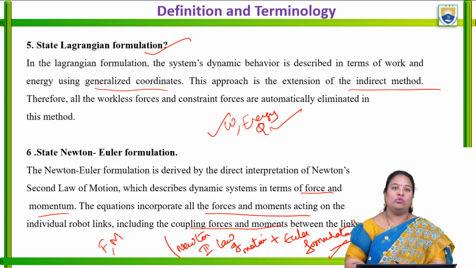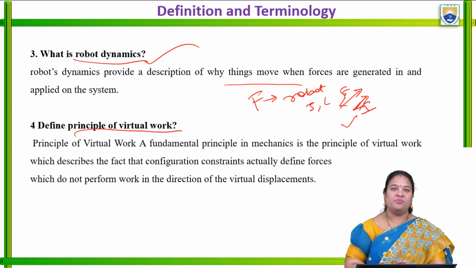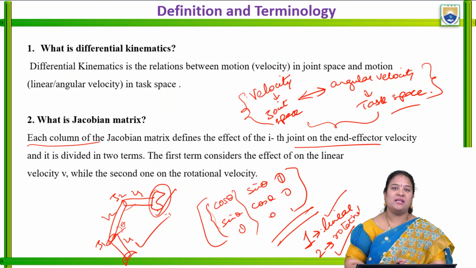We have known the difference between the Lagrangian formulation and the Newton-Euler formulation. Newton-Euler formulation is nothing but the combination of Newton's second law and Euler's formulation. We have studied the principle of virtual work, robot dynamics, the different kinematics used in the robot, and the Jacobian matrix. This is all for today's session.